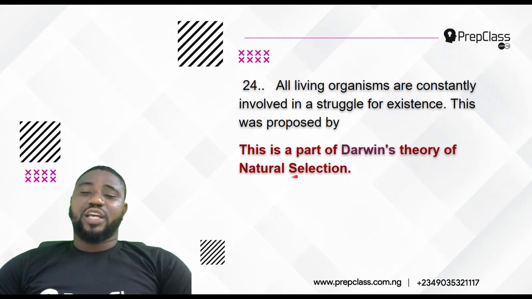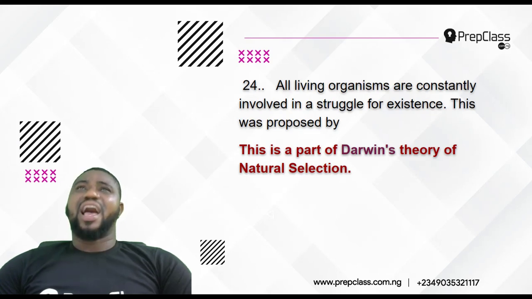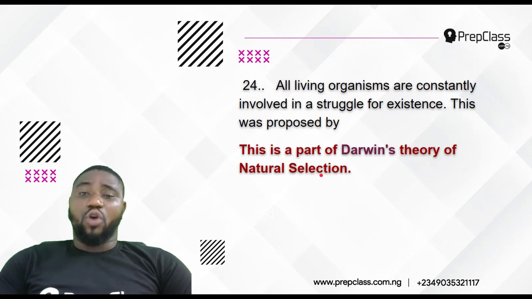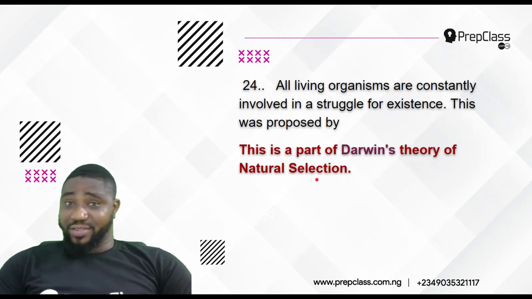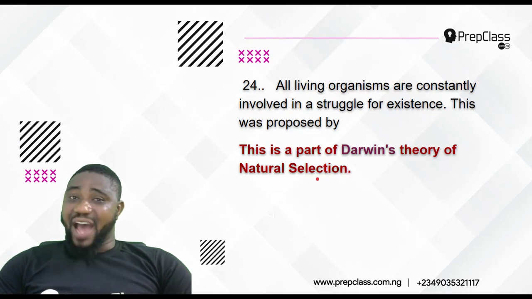So Darwin's theory of natural selection said that, one, all living organisms are constantly involved in struggling for existence. And also that during that struggle for existence, the living organisms that would survive are the strongest species. So the strongest living organisms will be the ones that will survive during this struggle, while the weak ones will be wiped away by natural pressure.